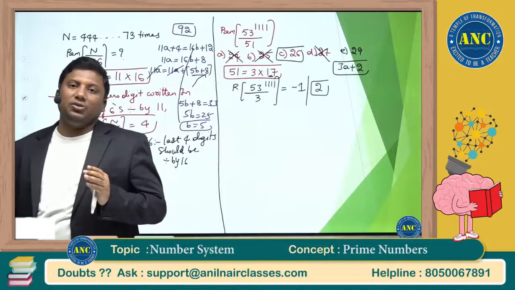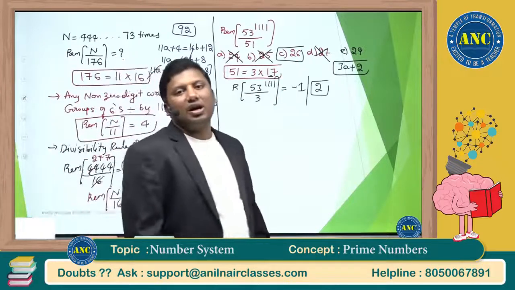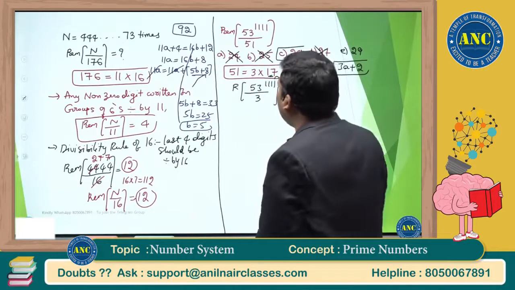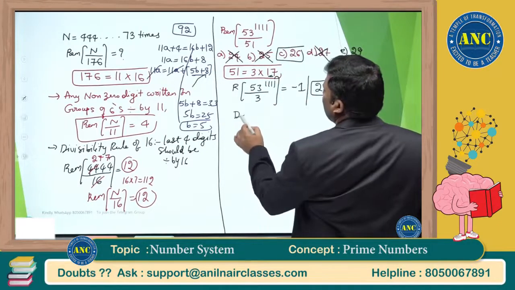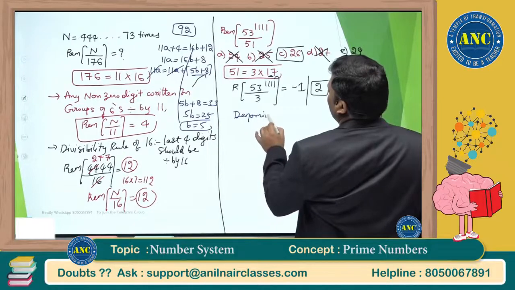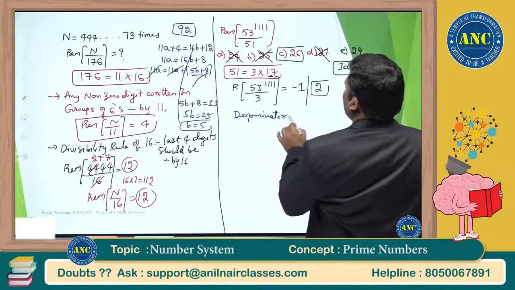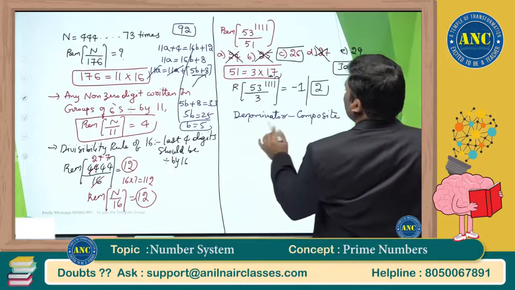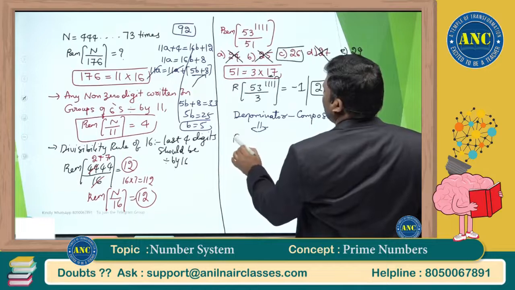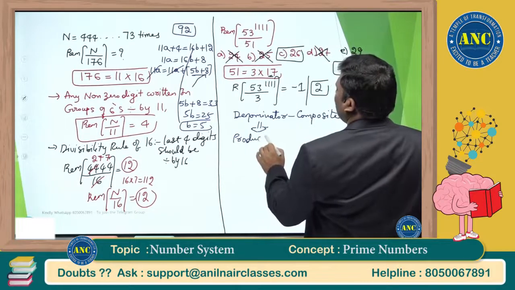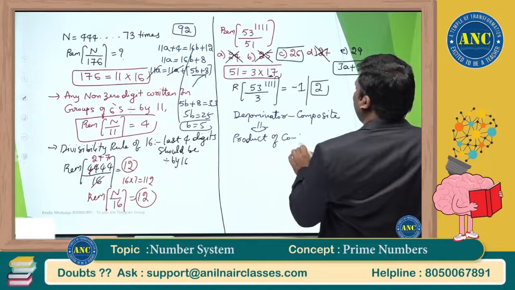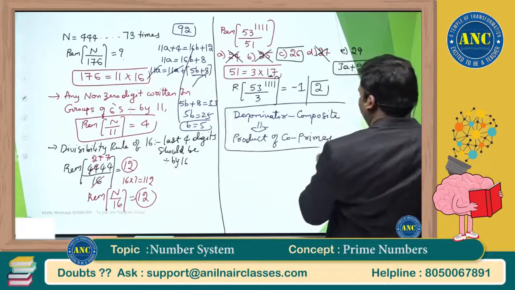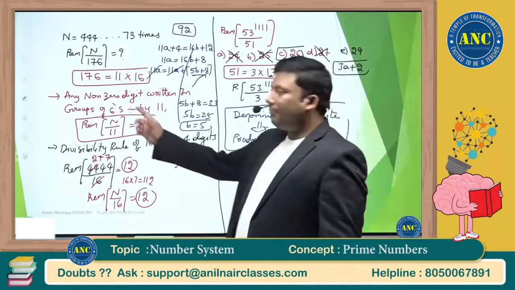What are the learnings from this question? If the denominator is a composite number, write the number as a product of coprimes. Please make a note in your notebook. If answer options are there, make use of answer options and avoid your calculation time.